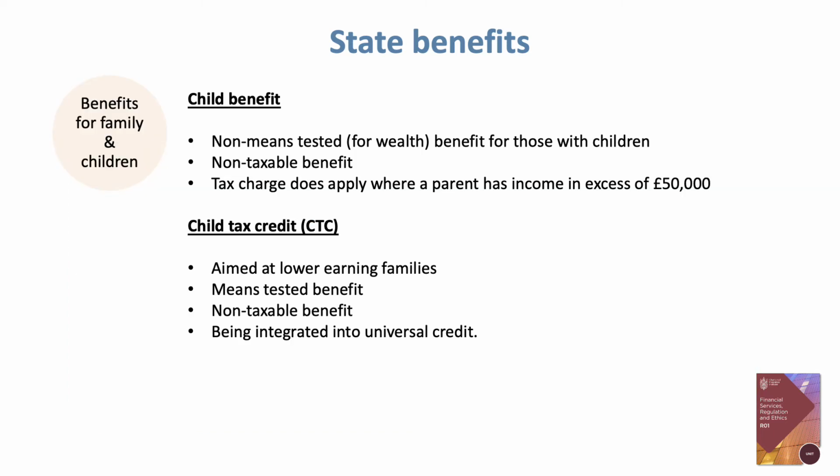So let's first look at the benefits that are payable for family and children, and we're going to look at child benefit and we're going to look at the child tax credit. And we'll deal with the child tax credit, the bottom one first, because this is one that essentially is aimed at lower earning families only. So not everybody qualifies for this. In fact, most families don't.